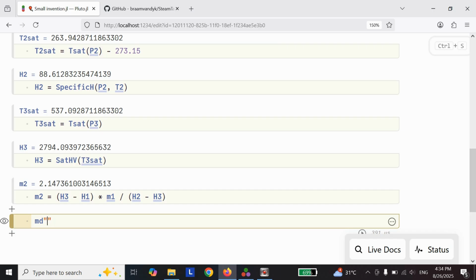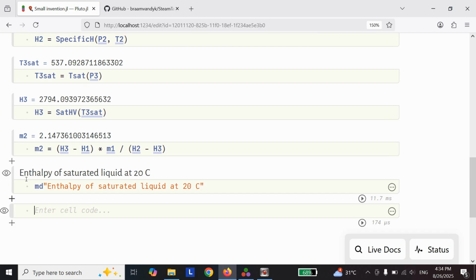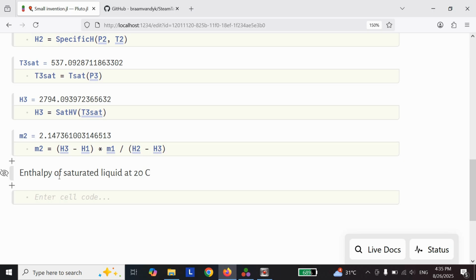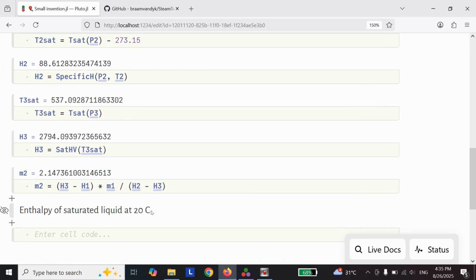In order to make a comment, you can use the command MD, standing for markdown. Inside the quotation marks, you can type anything. For instance, if I type enthalpy of saturated liquid at 20 degrees Celsius and execute the command, this sentence would appear as words. Then you can hide this command just to make your notebook a little bit neater to read. And it is rather nice to have some remarks to yourself.